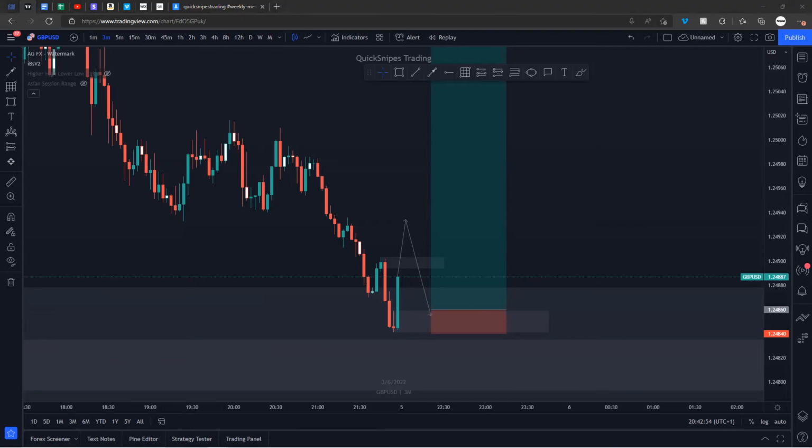Bro, don't forget to try TradingView on the desktop. It's so much better. I will do.